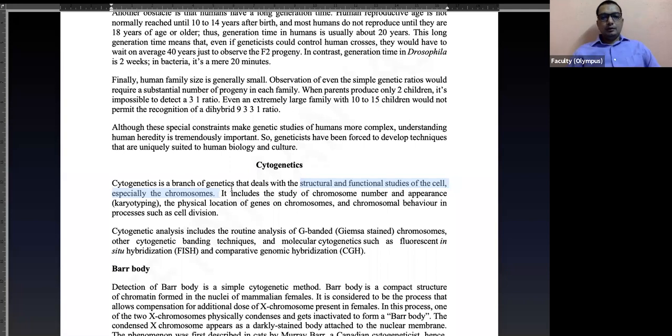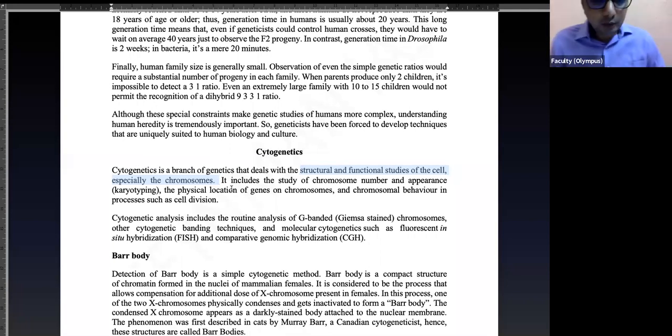Correct? So when we are trying to study the structural and functional components of the cell, the most important aspect is to know the chromosome number, how many chromosomes we have in the given cell, and how they look, what their appearance is. This is what we do in karyotyping. So counting the chromosome number and also looking at the appearance of the chromosomes is what we do here. And plus the physical location of genes on chromosomes. Write them as points if you are taking notes.